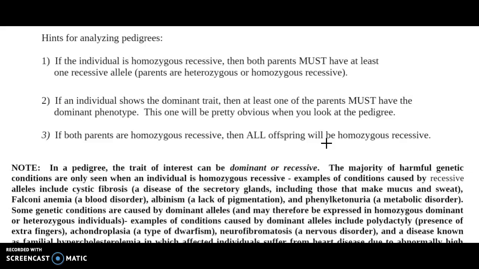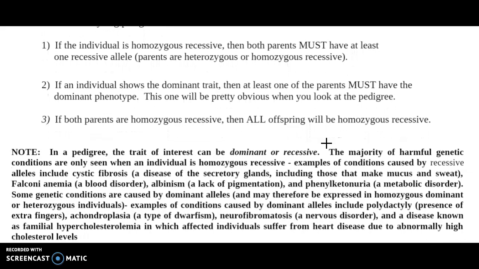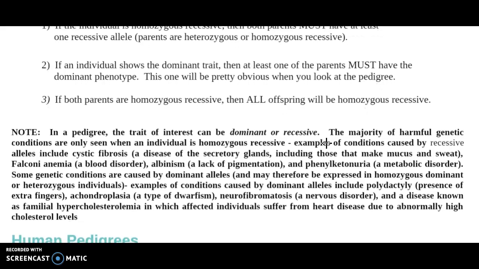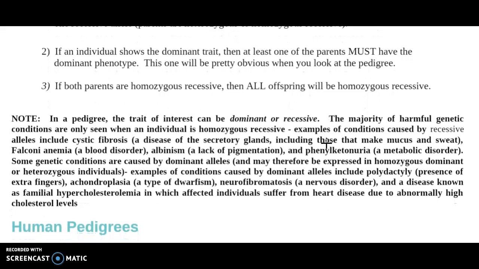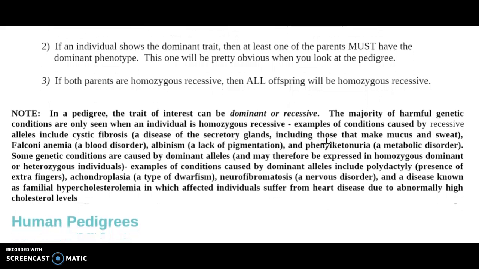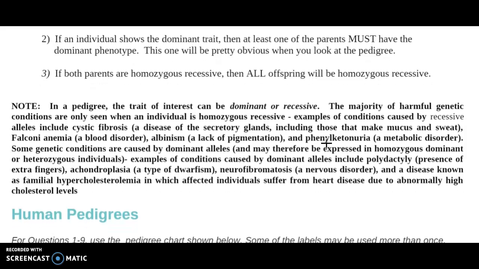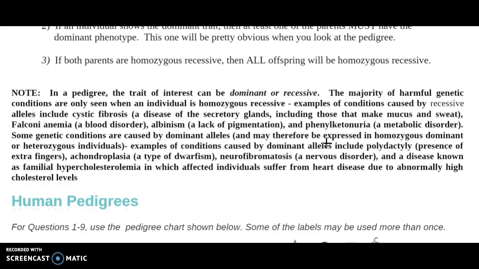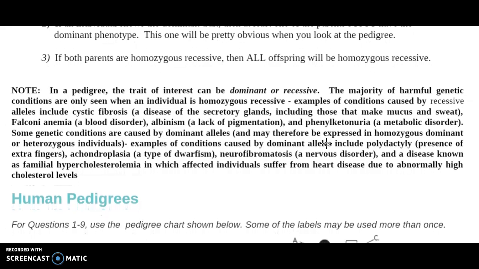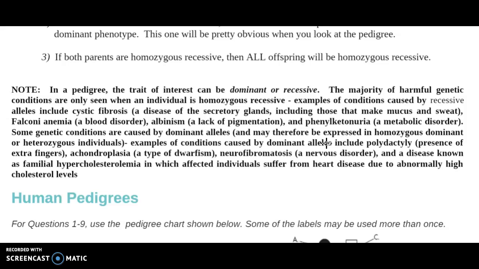If an individual is homozygous recessive, then both parents must have at least one recessive allele, because they would have had to have gotten one of those from mom and one from dad. If an individual shows the dominant trait, then at least one parent had to give them a dominant allele. So one parent would have to have that dominant phenotype. If both parents are homozygous recessive, all they can give is that recessive allele. So all of their offspring would also be homozygous recessive.